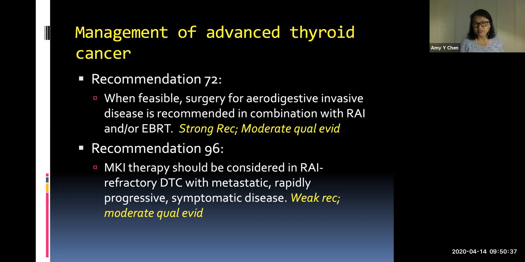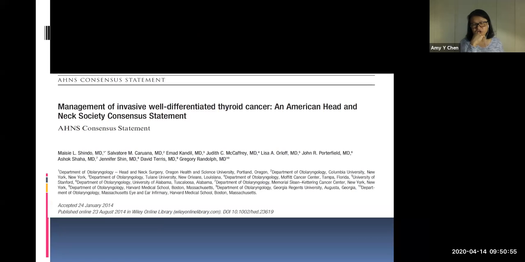Now, when do we do systemic therapy? Again, that's beyond the scope of this talk, and multi-kinase therapy is actually something that has been studied, and there's a whole slew of other medications that can be given. I point you to this paper here. This was an American Head and Neck Society consensus statement on management of invasive well-differentiated thyroid cancer. And it's a very, very good paper because it outlines a lot of the features that we confront.